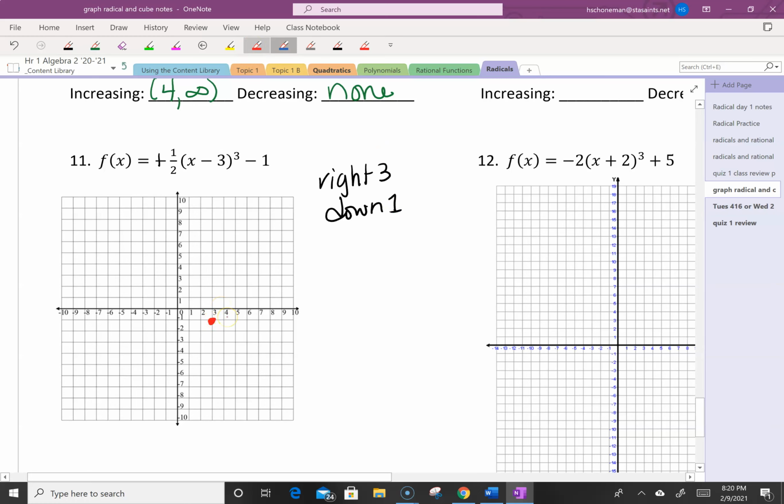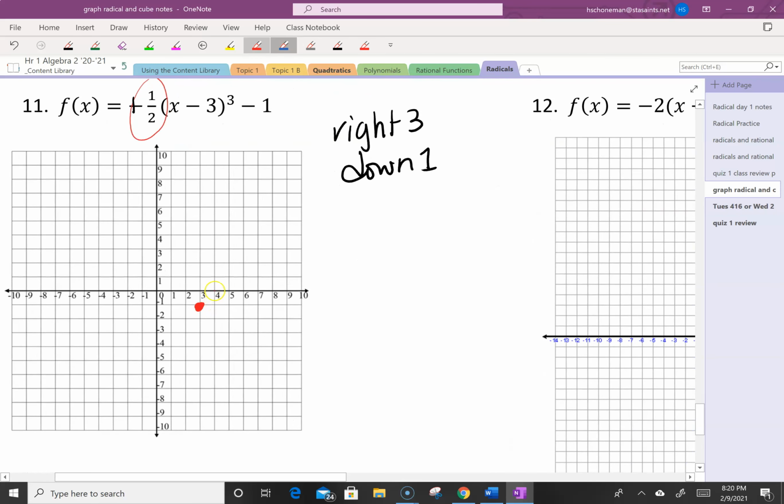Now normally I'd go over 1 and up and down 1, and over 2 and up and down 8. But this half in front of it controls the up and down. So I'm going to go right 1, but instead of going up 1, I'm going to go up a half of 1, and then I'm going to go left and down a half, because a half is half of 1. And then normally I'd go over 2 and up 8, but I'm going to go over 2 and up 1, 2, 3, 4, because 4 is half of 8. And then I'd go left 2, but instead of going down 8, I'd go down 1, 2, 3, 4, because 4 is half of 8. And there's my graph.